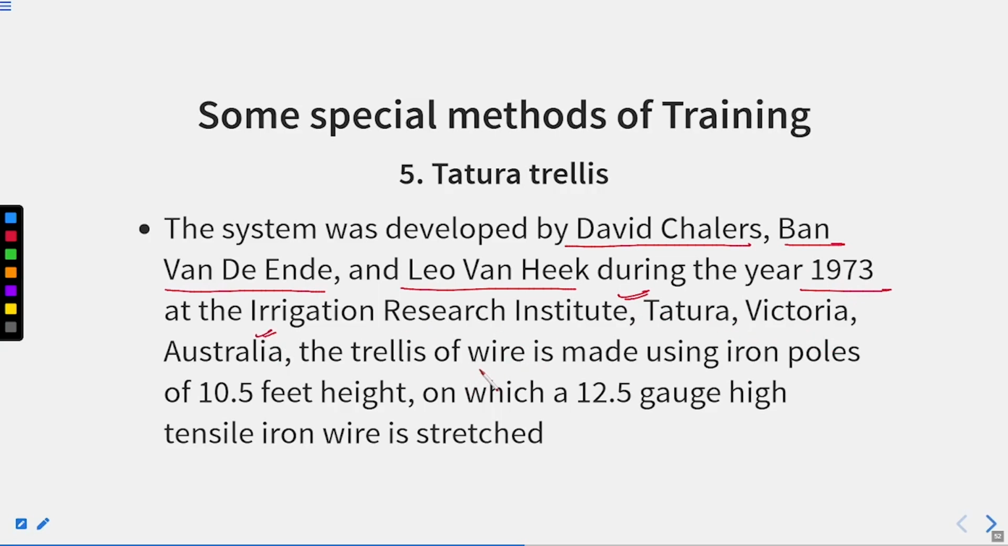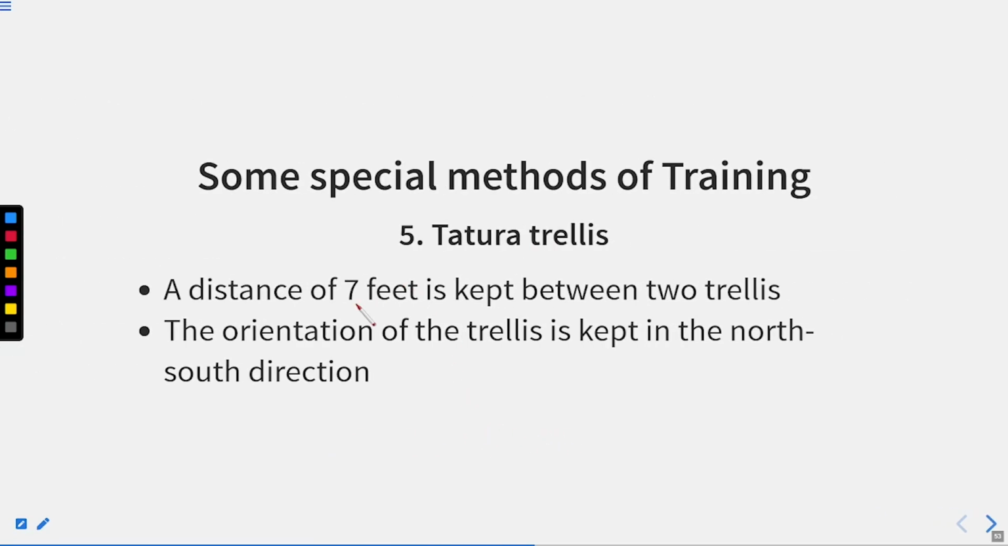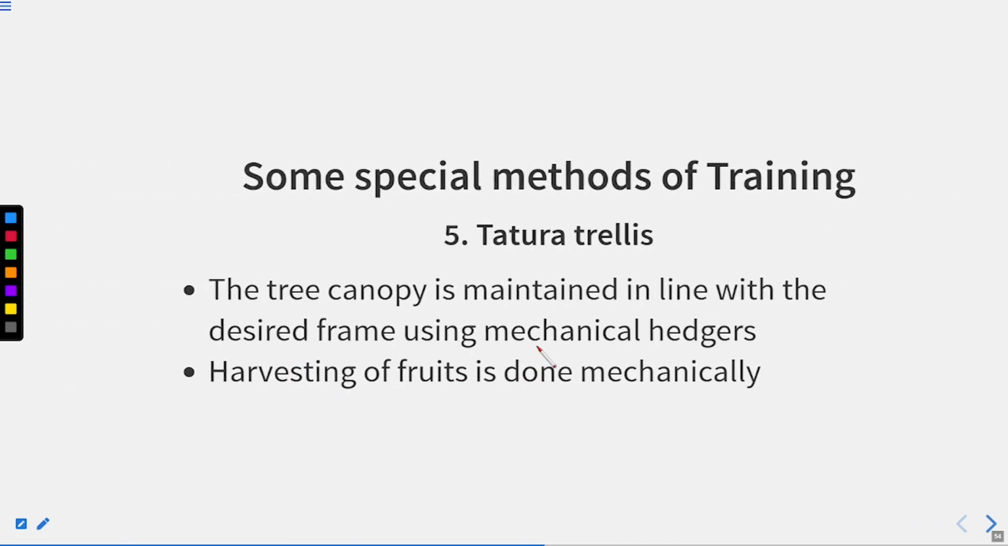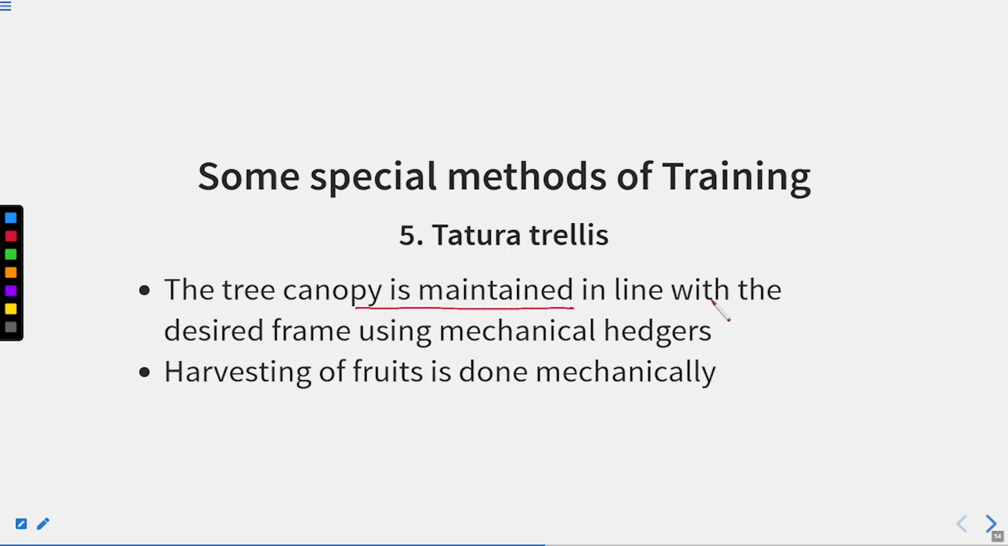The trellis of wire is made using iron poles that are 10 to 5.5 feet in height, on which 12.5 gauge high tensile iron wire is stretched. A distance of 7 feet is kept between the two trellis. So the distance between the trellis is also maintained, that is 7 feet. The orientation of the trellis is kept in the north-south direction, and the direction of these trellis is also very important.